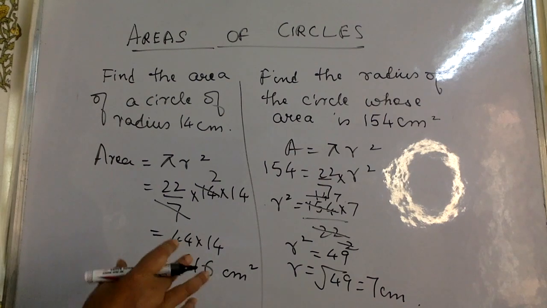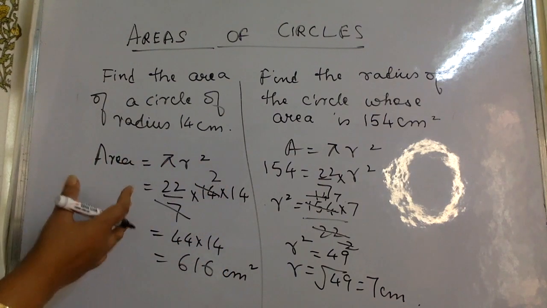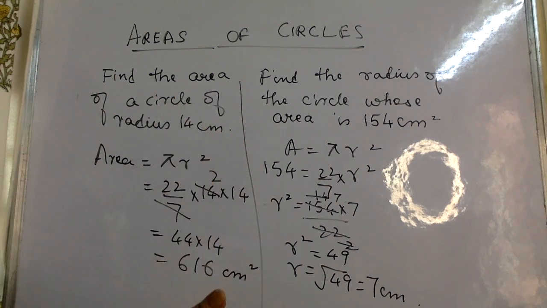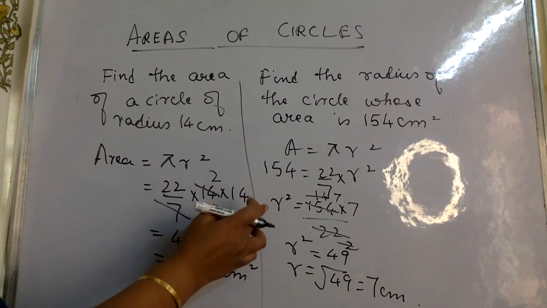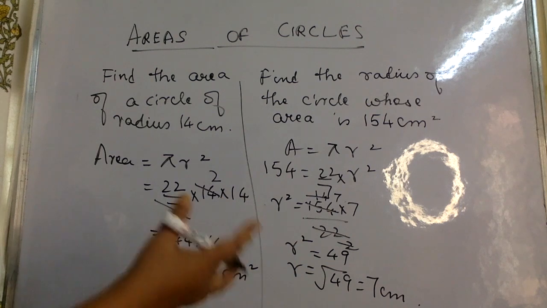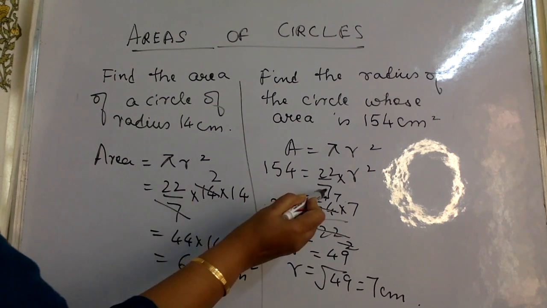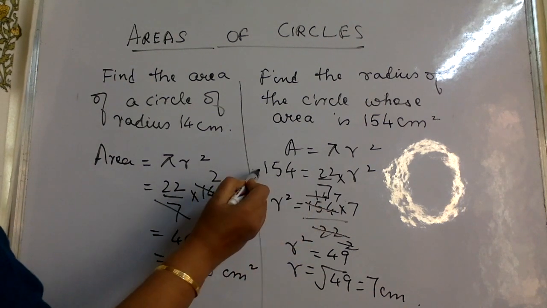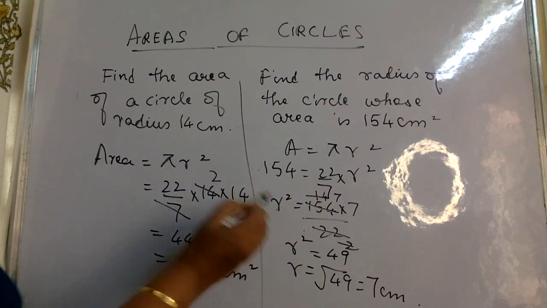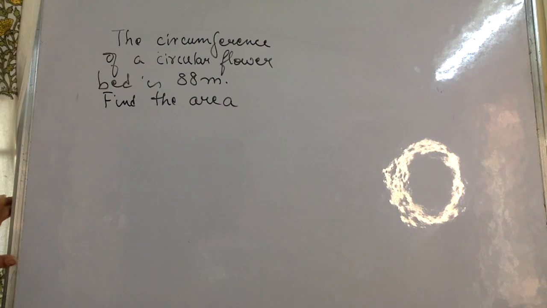So here I have done two types. One, from the radius got the area. From the area you can even get the radius. This is one kind of very small simple linear equation. You just have to shift this 7 up here, we are cross multiplying, and bring the 22 down, and that is r square.